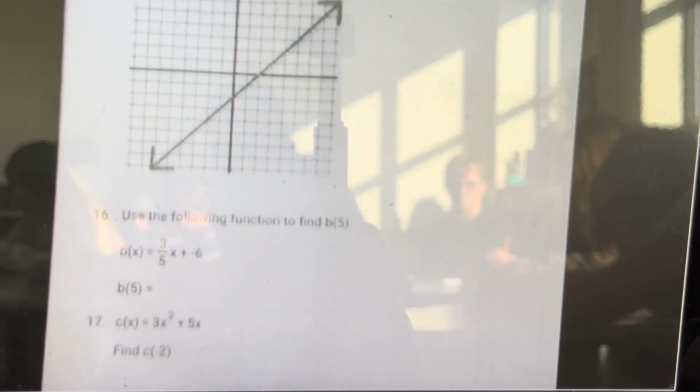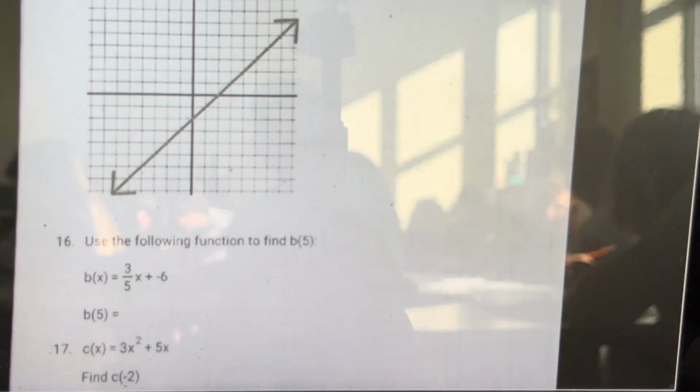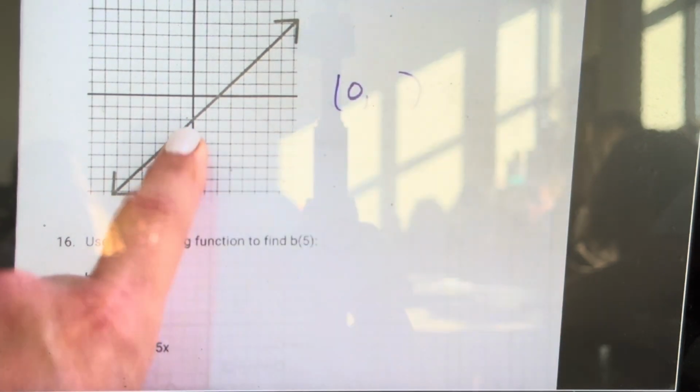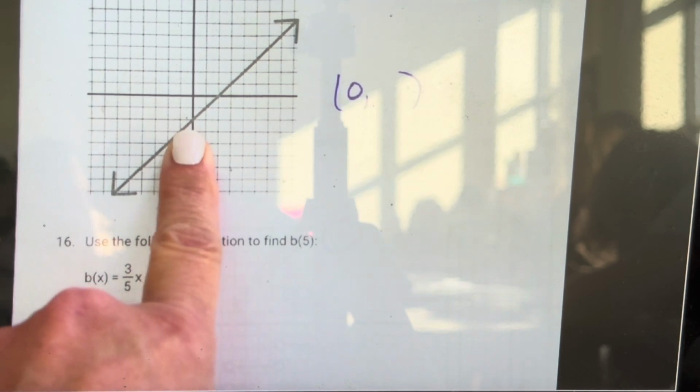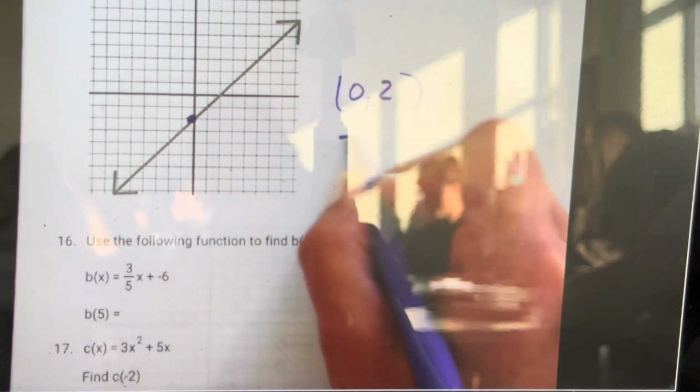15. C of 0. So when you want to find C of 0, first off, is that a function? Yes, that's a function. Because if it's not a function, we wouldn't do this. So C of 0, what you're asking is, what is the y value of your ordered pair for the function when x equals 0? 0. Very good. It's right here, and so x equals 0 and y equals 2. So your answer is 2.